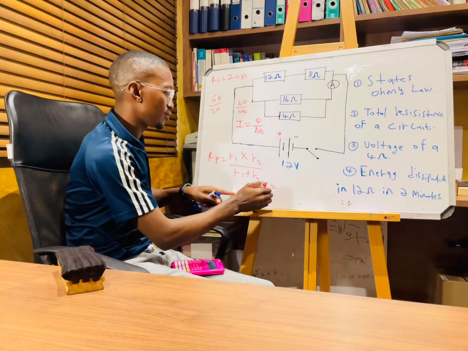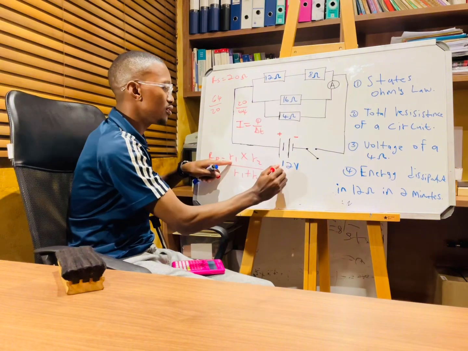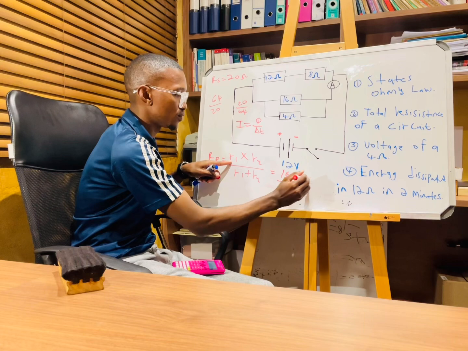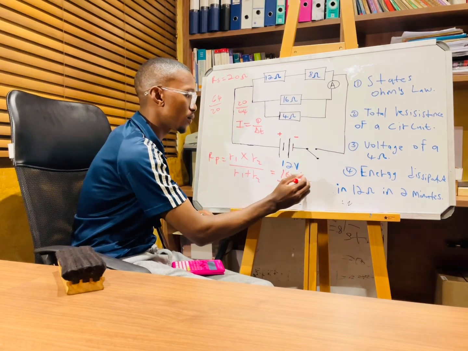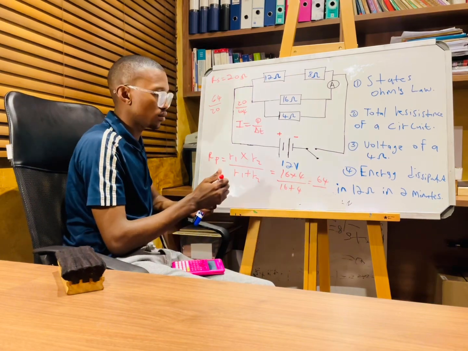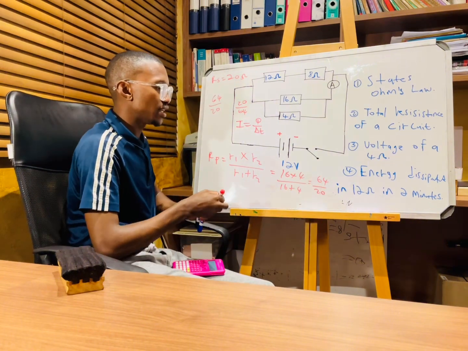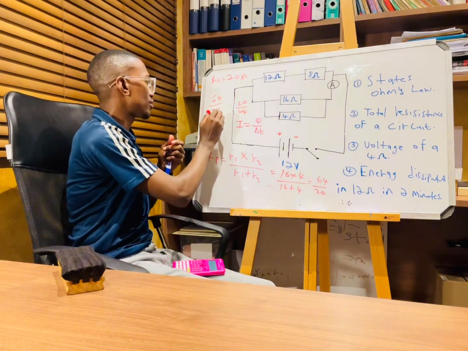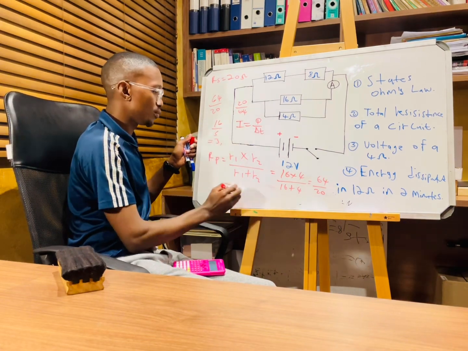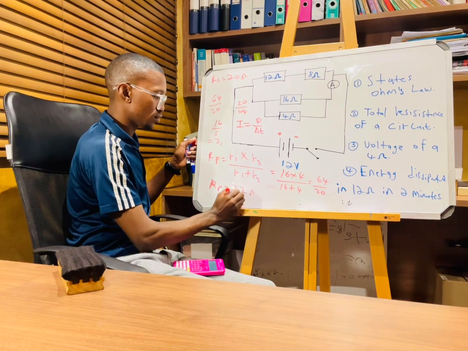Then look at the substitution. R1 is 16 times 4 all divided by 16 plus 4. What is 16 times 4? It is going to give you 64. And 16 plus 4 is 20. At the end of the day, this is still going to give you 16 over 5, which is 3.2. So RP equals 3.2 ohms.